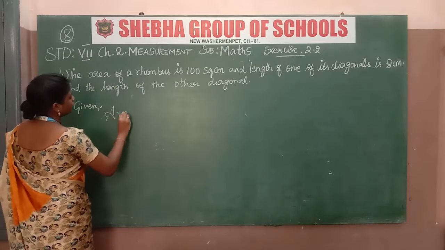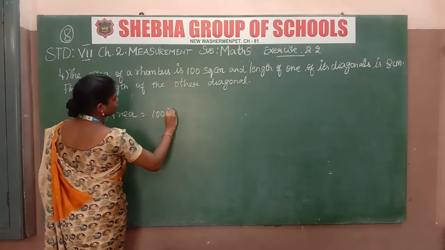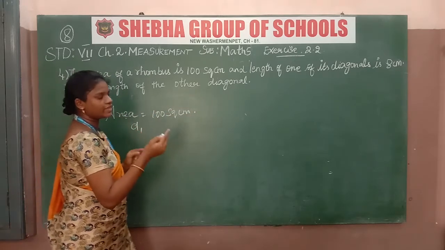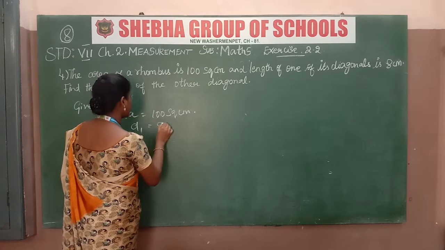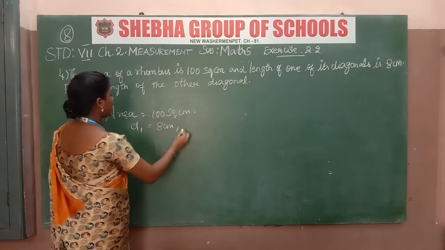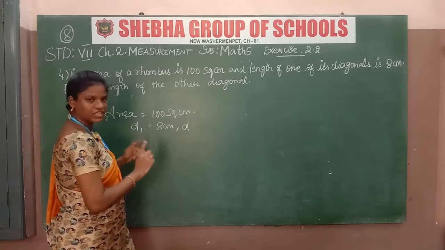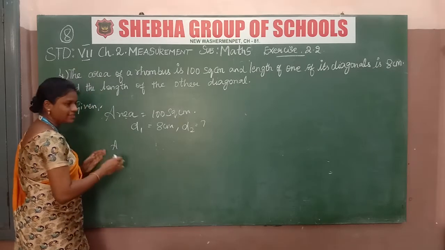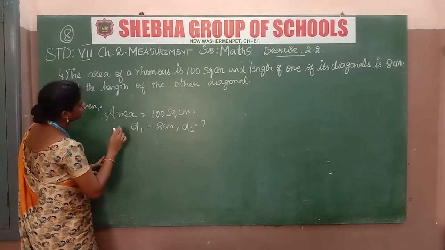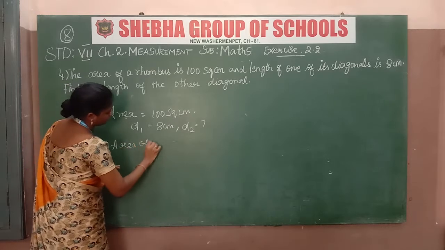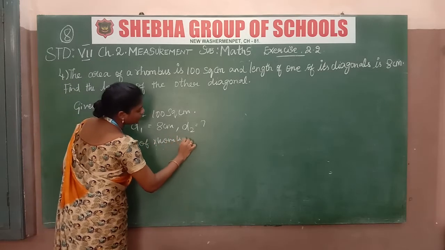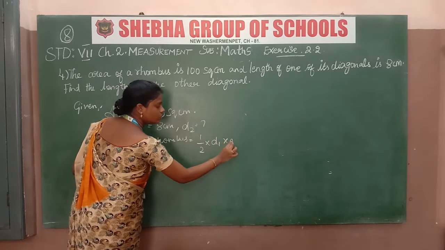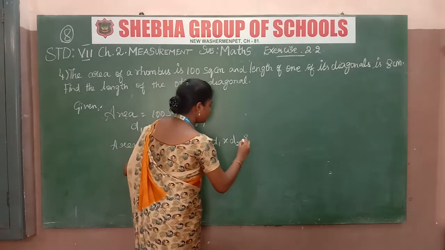First, given: area of the rhombus. What is the area value? 100 square centimeter. Next, this is D1. The length of one of its diagonals is D1. D1 is equal to 8 centimeter. And we have to find the length of the other diagonal, which means D2. D2 is what we have to find. First, we write the formula for this question. Area of a rhombus. What is the formula for area of the rhombus? 1 by 2 into D1 into D2 square units.